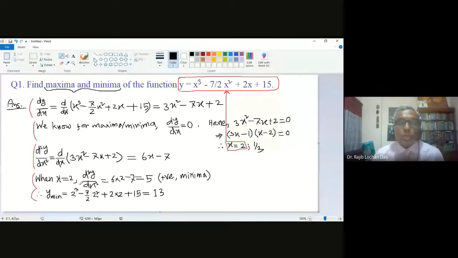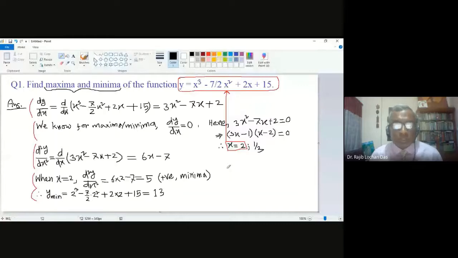So what is my x? What is the independent variable? I do not know. What is the dependent variable y? I do not know. What is the function? We do not know actually. So whatever the function, if x equals 2, then there will be a minimum value, and the minimum value will be 13. So this is the thing we have got here. After doing this, you repeat this calculation for x equals 1 by 3 also.